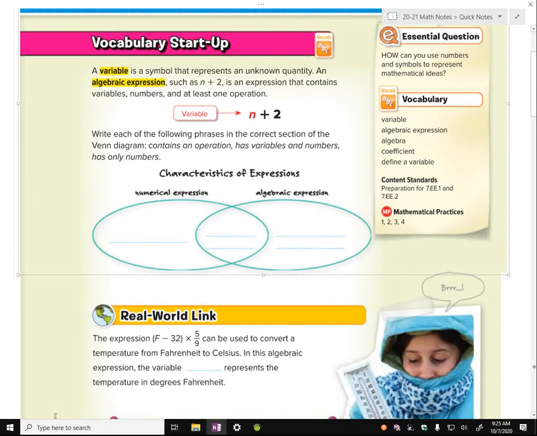The variable n, now see it says n because it's representing a number. A lot of times when you have a variable, it's going to start with the first letter of whatever that variable could be. And we'll see that throughout this lesson.